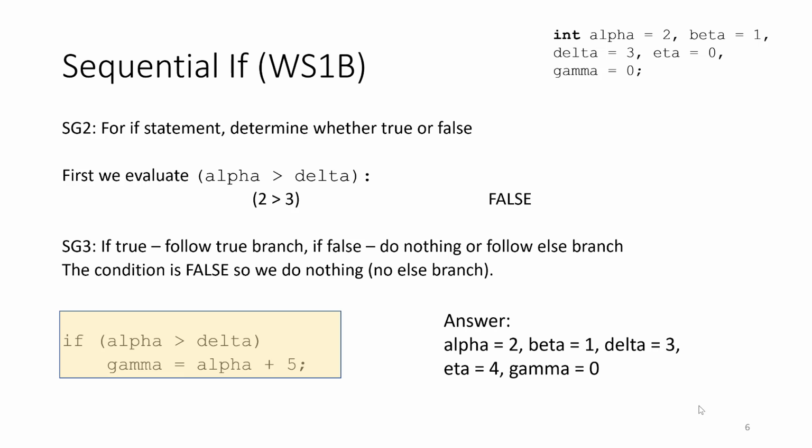Therefore, the answer is that eta is assigned the value of 4 from the first if statement, and gamma retains the value of 0 and is not changed. That is the end of this worked example.